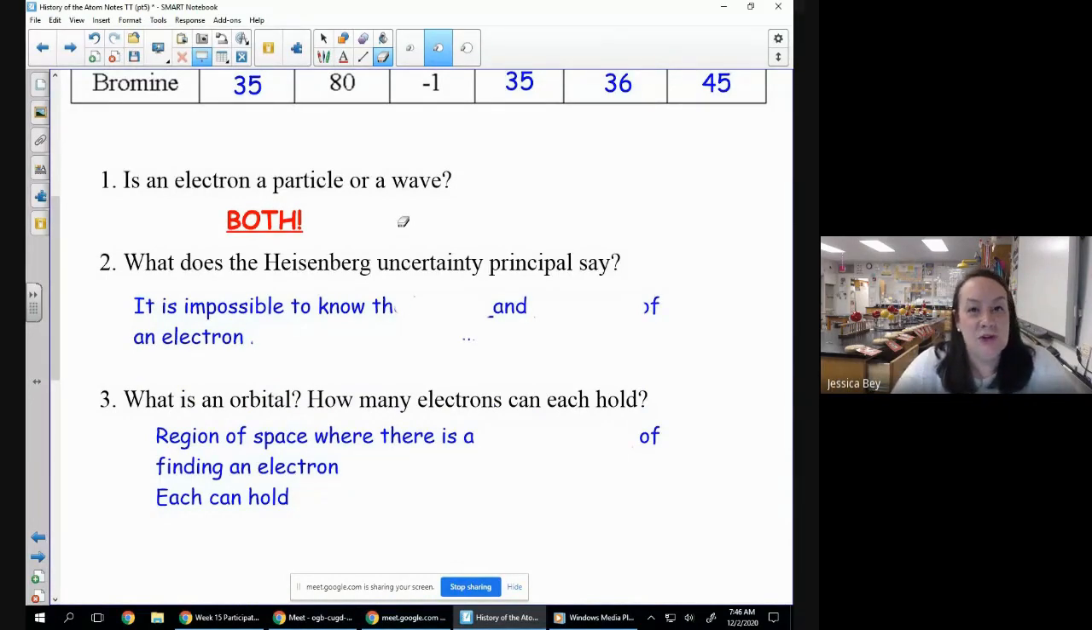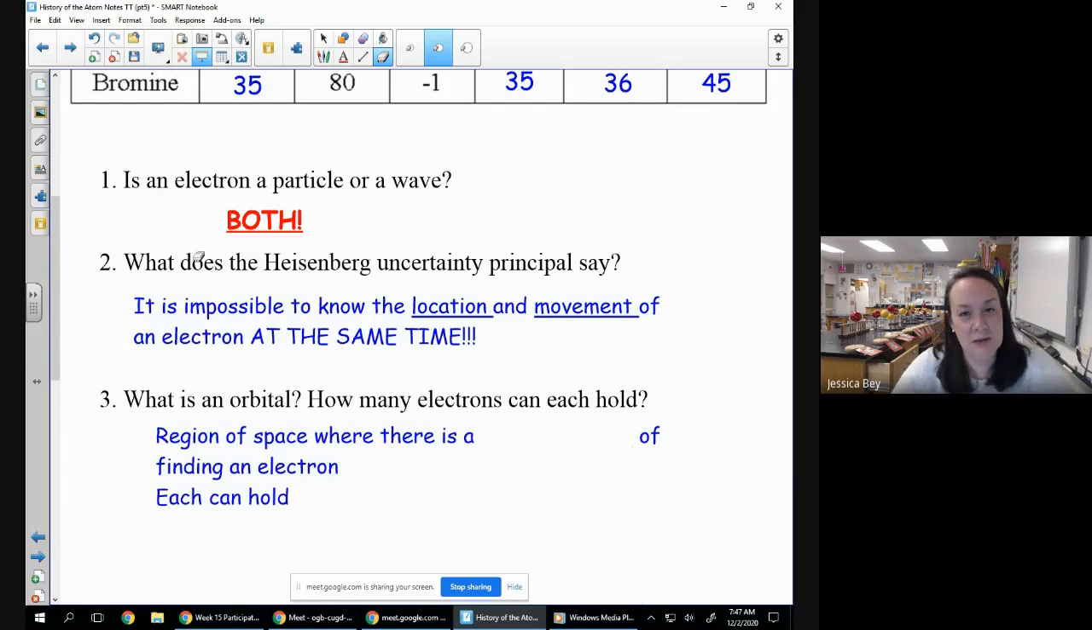So Heisenberg's uncertainty principle says it's impossible to know the location and the movement of an electron at the same time. He was working off of Schrodinger's work that said that you really can't know where an electron absolutely is.